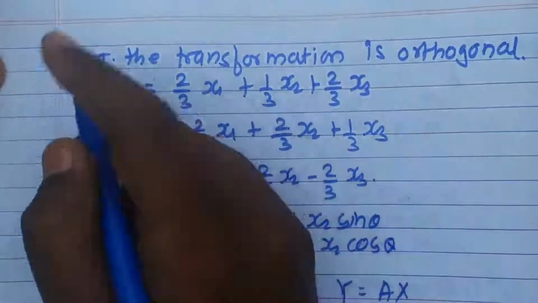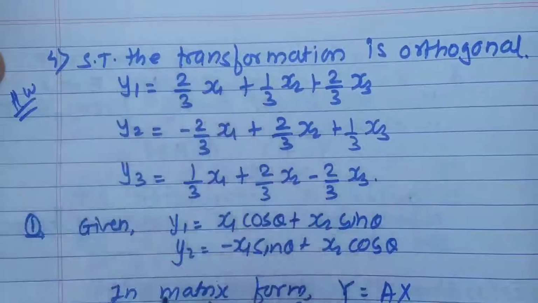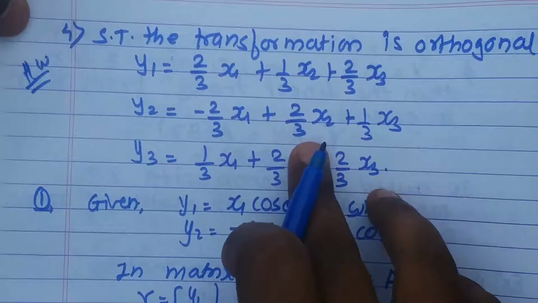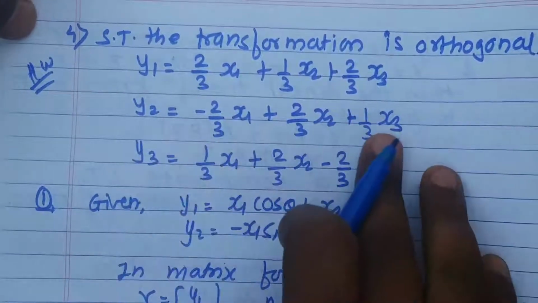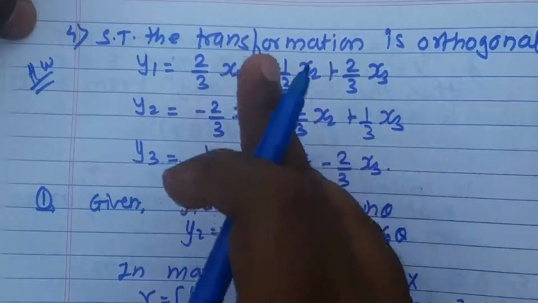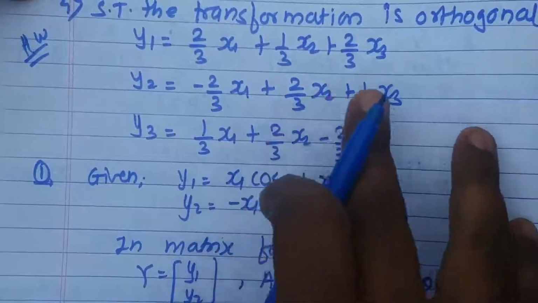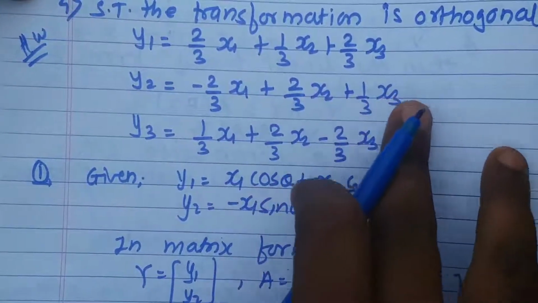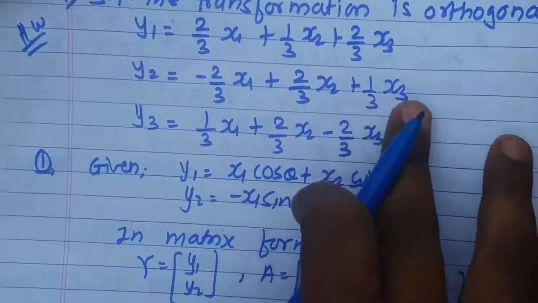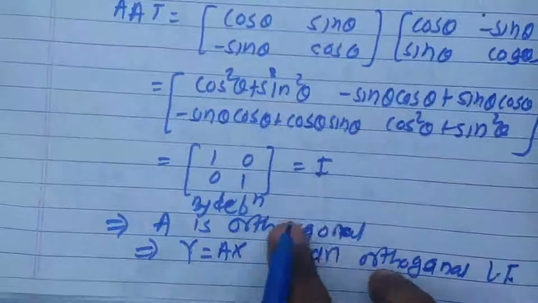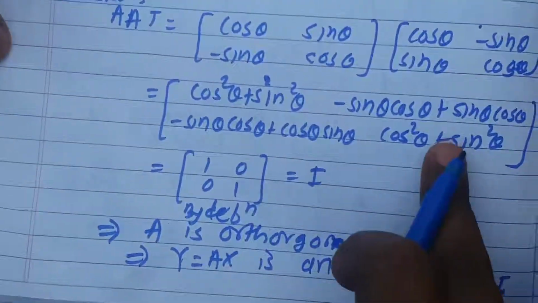In a similar way, try to complete this at home. Show that the transformation is orthogonal. This is a 3 by 3 matrix you will get here. Again you will have y equal to Ax. It is a 3 by 3 matrix. Take its transpose, take the product. You know how to multiply two matrices, and show that it is the identity matrix of order 3. And once you get that it is the identity matrix of order 3, you can claim that by definition the matrix is orthogonal, and hence the linear transformation is orthogonal.